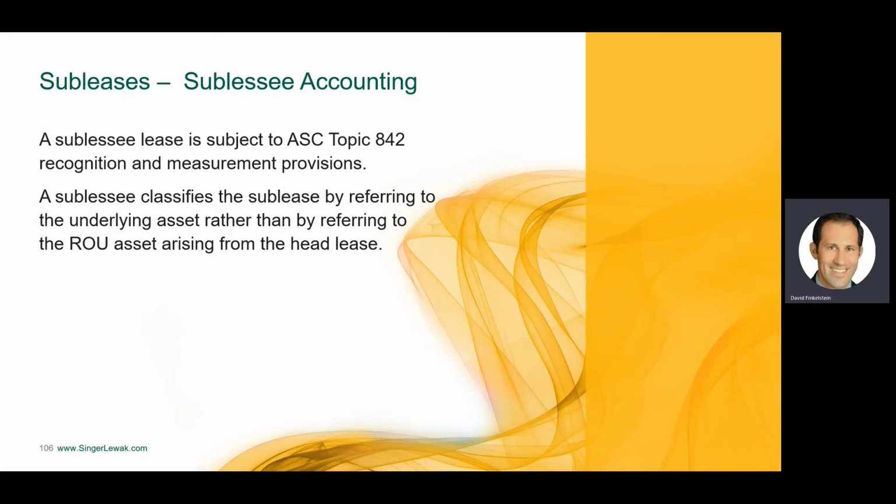For the sublessee, it would continue to assess its lease obligations under ASC 842 for the recognition and measurement provisions. The sublessee would classify the sublease by referring to the underlying asset rather than by referring to the right-of-use asset arising from the original head lease. Again, the sublessee would only look at their direct transaction itself. They would not step through to the other lease agreement that could be sitting on top of it.